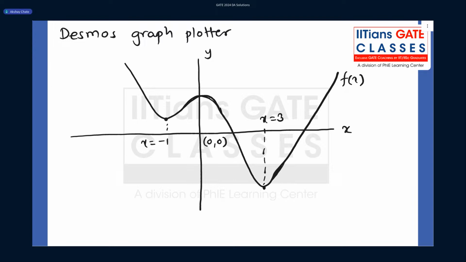So yeah, that is about this question. I hope it is clear. Just for the sake of clarity, I'll mention the points here. It is 3 comma minus 10.25. It is 0 comma 1, and this point is minus 1 comma 0.417. So you can see how it looks.